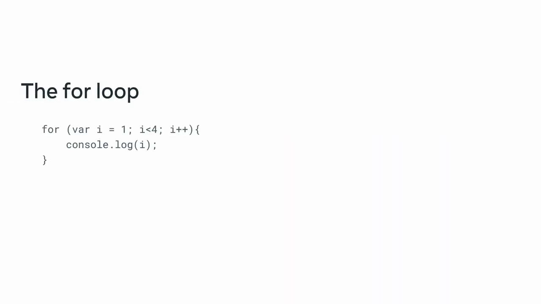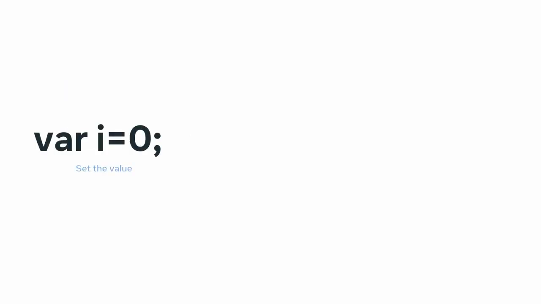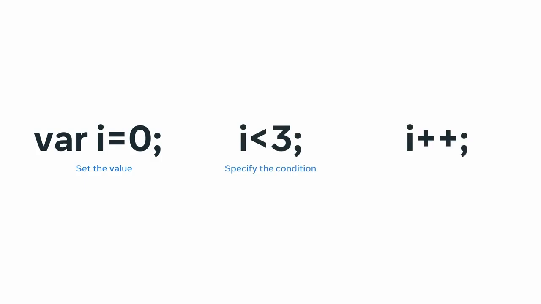First is the for loop, which is used to loop a block of code a certain number of times. The for loop is a structured loop with a specific conditional structure where a counter variable must be set. Then a condition must be specified, and finally the counter must be incremented. This can either be an increase or a decrease depending on your needs.